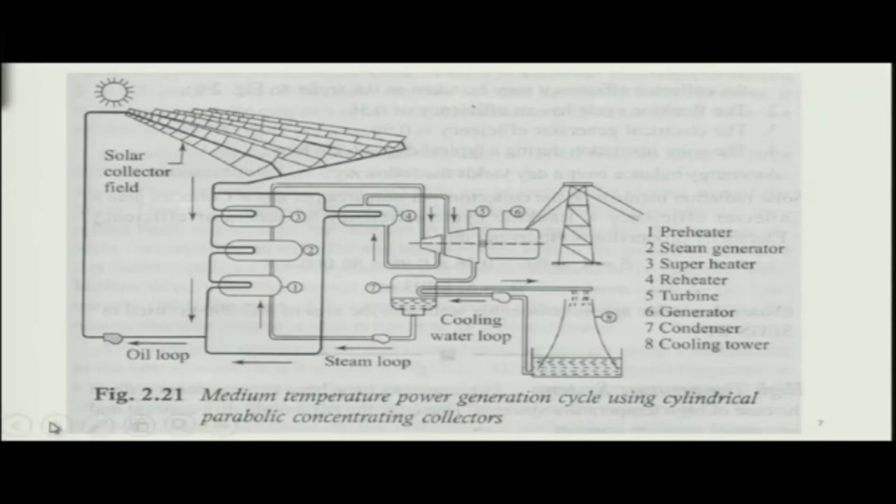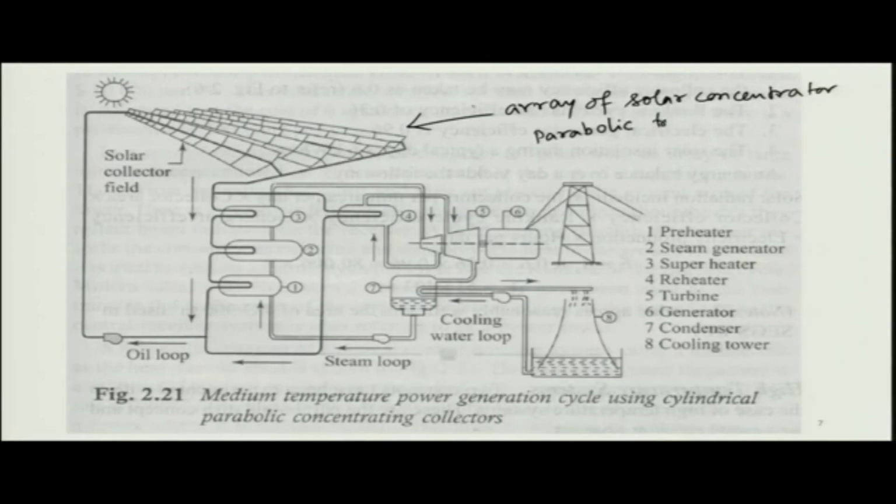Here also you can see this is an array of solar concentrators, and these are actually called parabolic troughs. If you look at this closely, these are actually parabolas, and going in this direction you have a long two dimensional parabola.